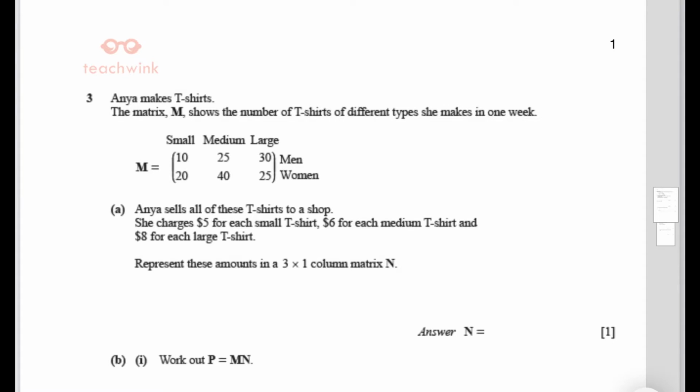Hi guys, so we have an O-level past paper question from the year 2017. The session is October-November. This is question number 3. We'll use matrices to calculate profit and percentage. So let's start. The question reads, Anya makes t-shirts.